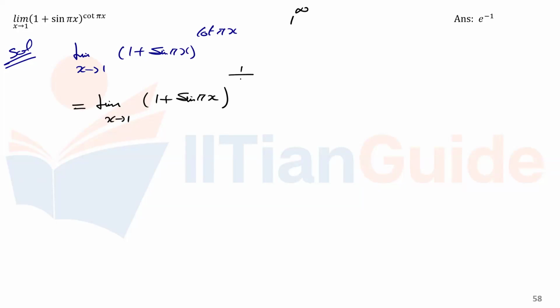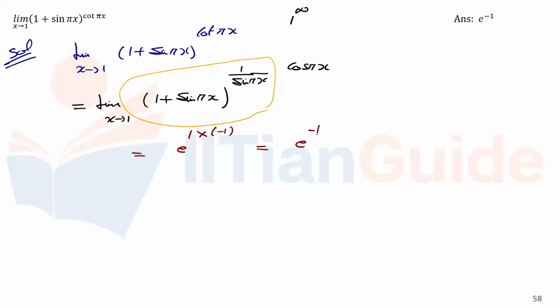I will write that is 1 upon sin of pi x. Both the ends should be same and they should be reciprocal. In the power it was given cot pi x, I have written 1 upon sin pi x, so basically cos pi x is left. Now this part is in the formula, that is e power 1. In the power term we have the term cos pi x. If I put x to be 1, cos pi is -1, so basically my answer is e power -1. Got it?